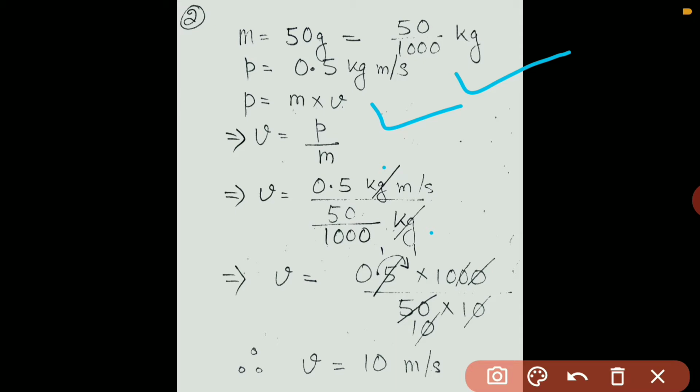So I hope you know this solution here. I think you are mature enough to do this kind of cancellation, right? So after cancellation, I am getting v equals 10 meter per second. So this is my answer. If you don't know how to cancel it, please practice cancellation, right? So then we can go to the next question, which is question number 3.